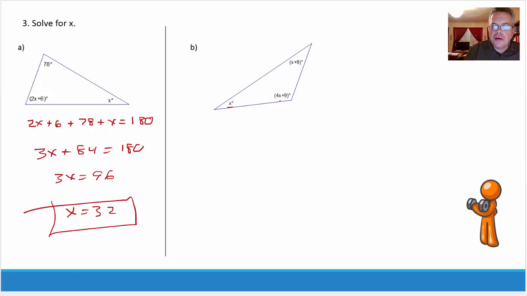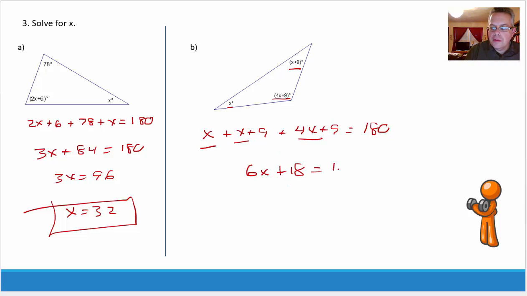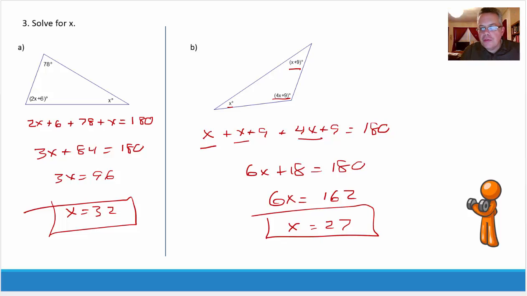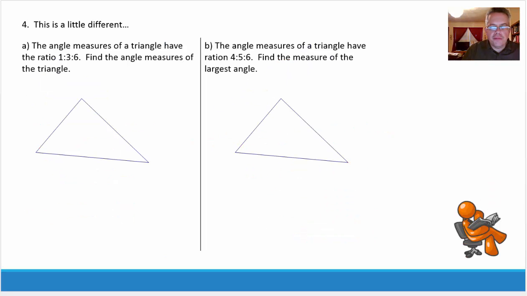So here's another one. It's a triangle, adds to 180. That should get us going quickly. x plus 9 plus 4x plus 9 equals 180. We got three x terms, they combine to 6x. We got two 9s, that's 18. And here we go. I just need to do 162 divided by 6. And it works out to be 27. Okay, so these algebra problems will be very quick for you because we know the fact they add up to 180. And so nothing but a little bit of algebra.